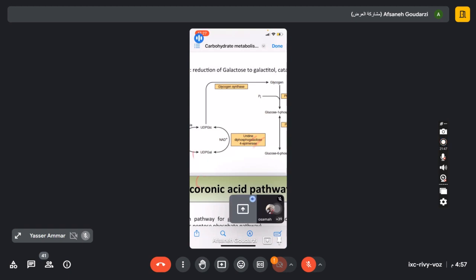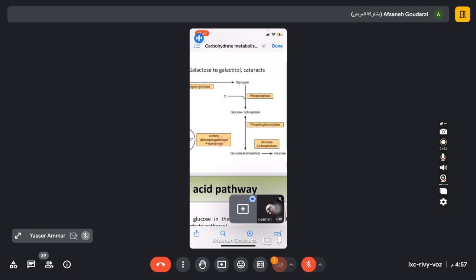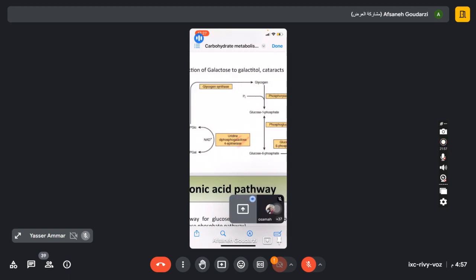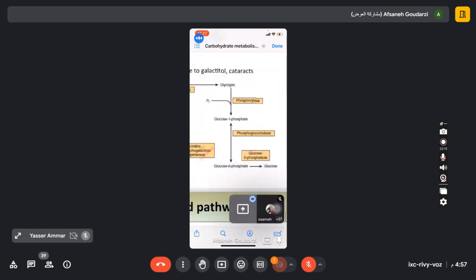For example, in glycogenesis, the UDP glucose could be used to make glycogen. You remember when we made glycogen, we needed the activated form of glucose, which was UDP glucose. Here we produce UDP glucose from galactose. It could be used in glycogenesis. So we produce glycogen, then if we need, the glycogen could be broken down to produce glucose for us, which I explained in glycogenolysis.